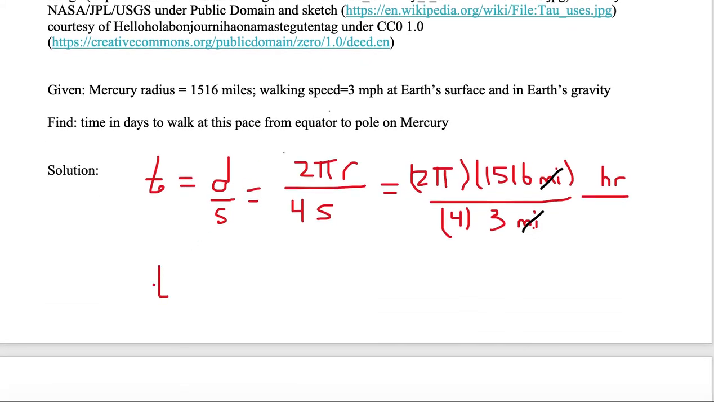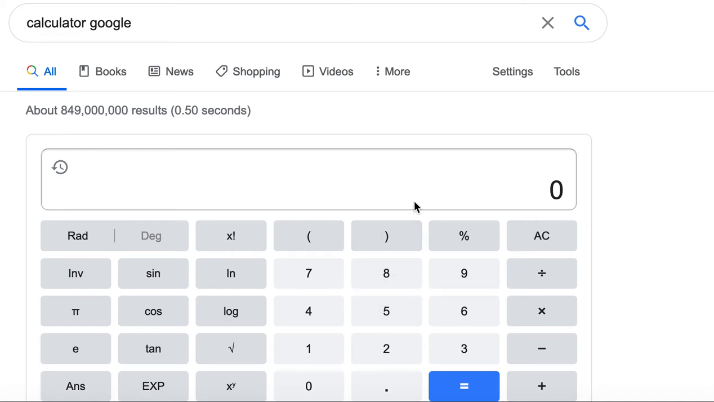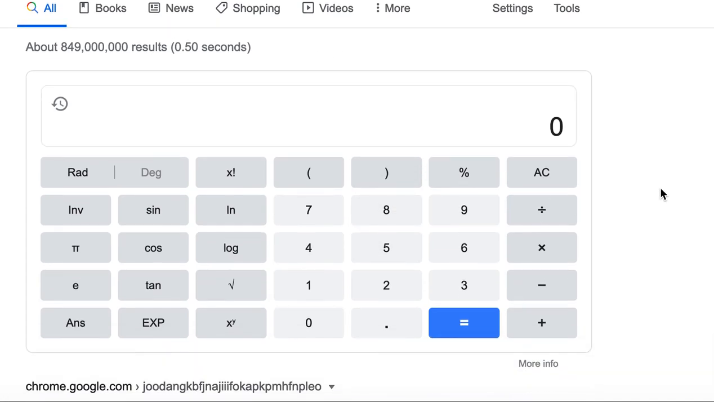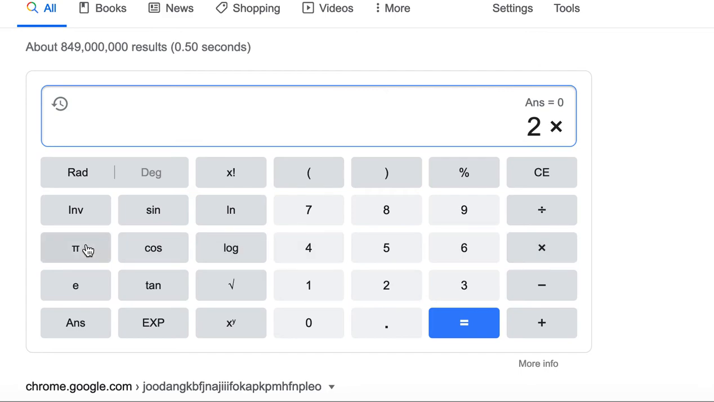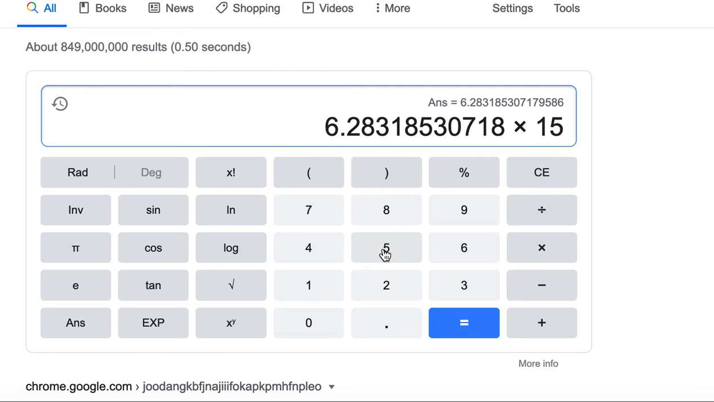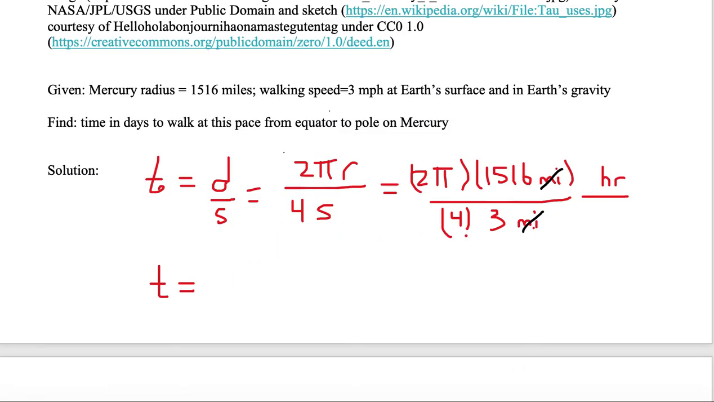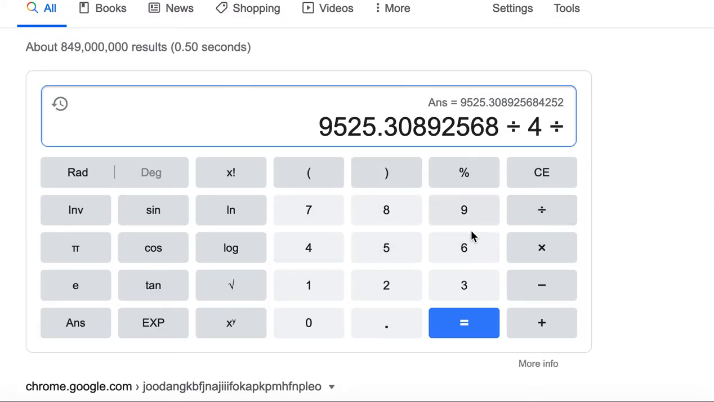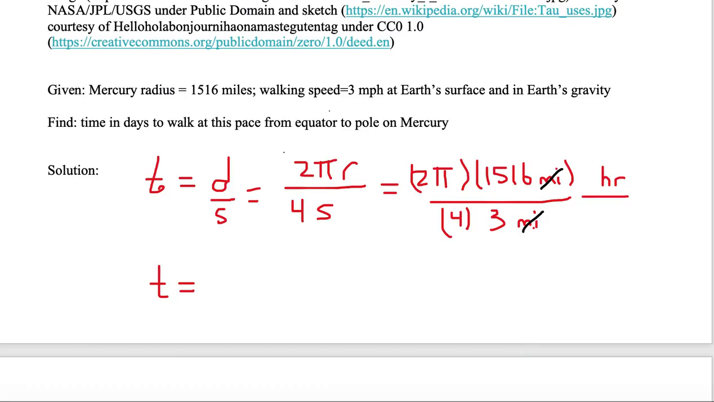So time is equal to 2 pi, so let's plug that in there. I go to Google and type in calculator, and I get it. 2 times pi equals, and now I need to multiply that by 1516. You hit the equal sign, and then divide by 4 and 3. So we divide by 4 and we divide by 3, and we hit equal. We get a value of 793.775.